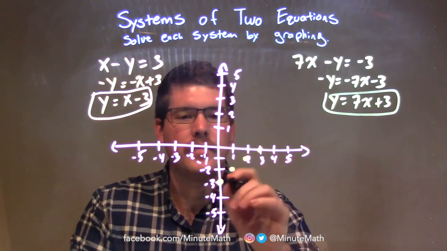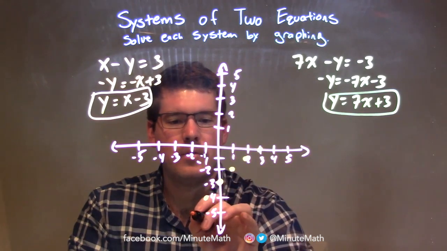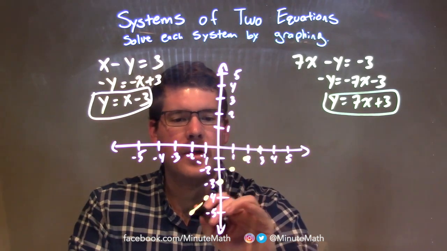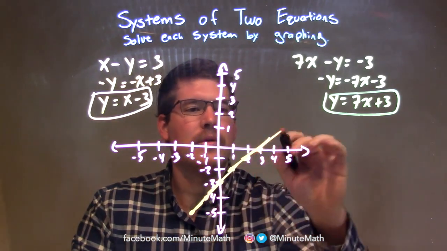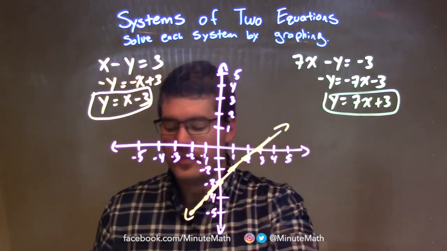Up 1 over 1, down 1 over 1, and down 1 over 1. Okay, so we have a nice little line right there. That represents our y equals x minus 3.